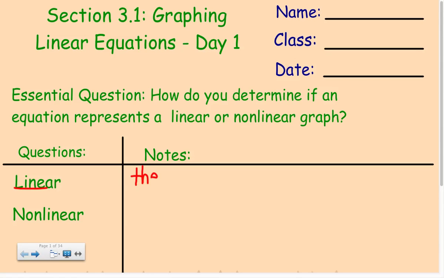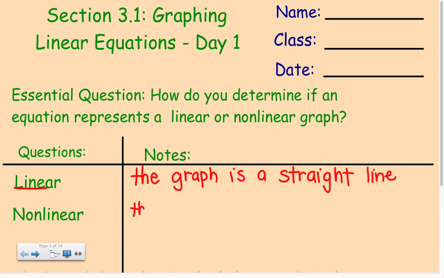So the graph is a straight line. And if it's nonlinear, the graph is not a straight line.